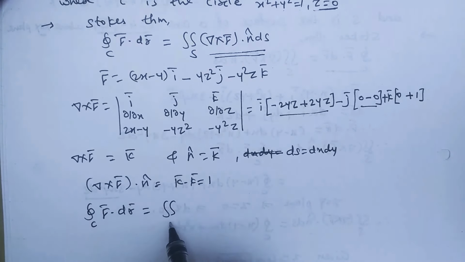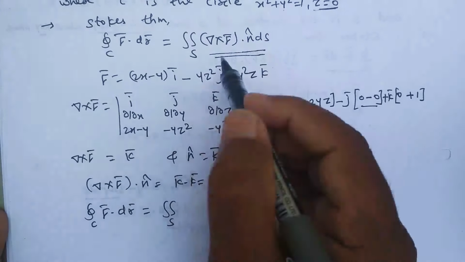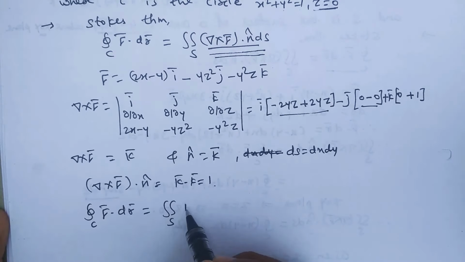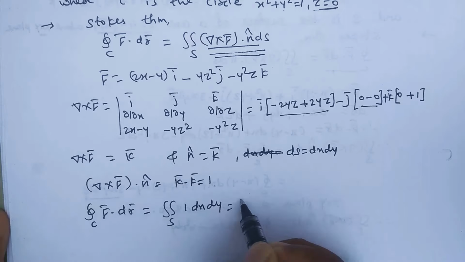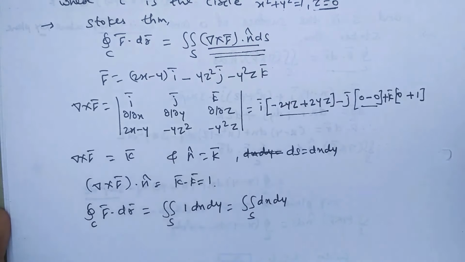So putting all these values here, you get the line integral over C of F̄ · dr̄ equal to the double integral over S of del cross F̄ dot n̂ dS, this value you get as 1 into dS, which is dx dy, that is the double integral over surface S of dx dy. Now the double integral over the surface of dx dy means the area of the given surface.